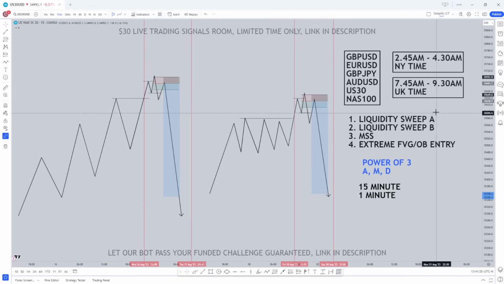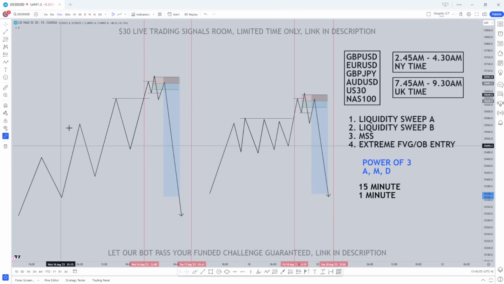First step is we look for liquidity sweep A. What does this mean? We're going to look for a 15-minute liquidity sweep. That's why I've called it A, because that's the first liquidity sweep we're going to look for. And guys, the clue is in the name, in the power of 3: accumulation, manipulation, distribution. So accumulation is where we're going to wait for liquidity to be built up before our time window starts.